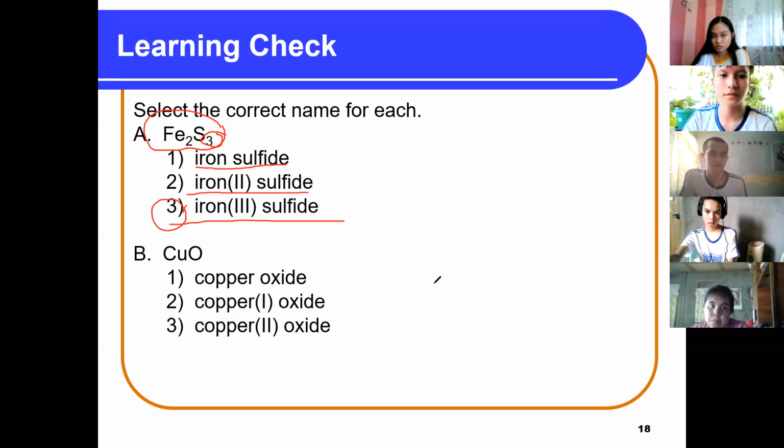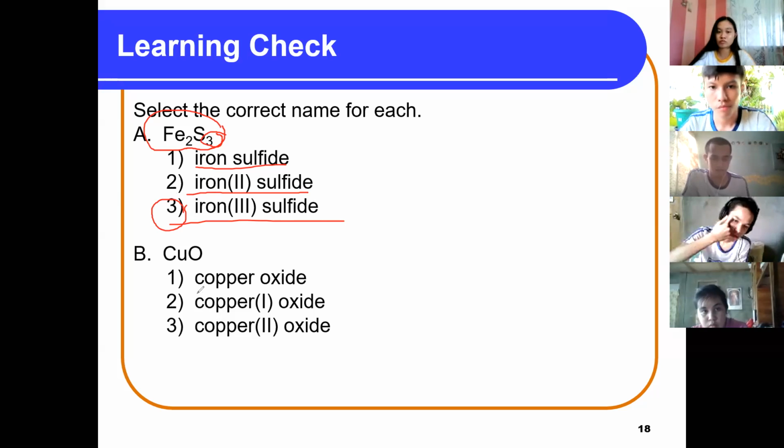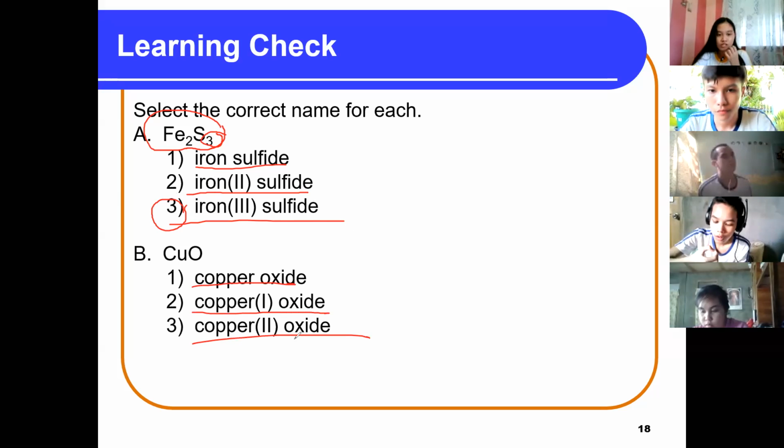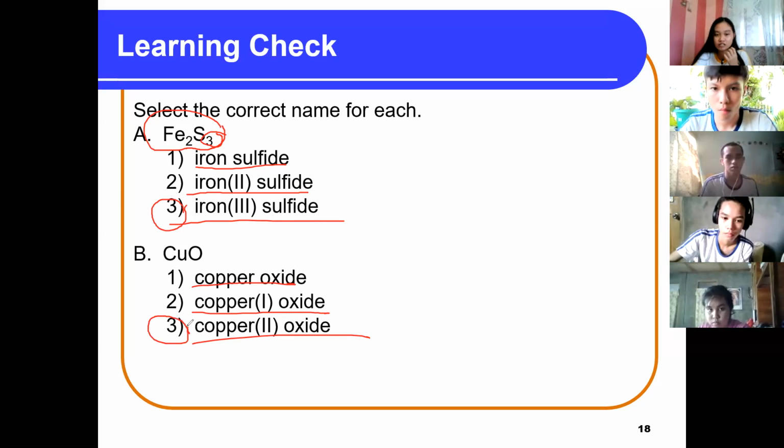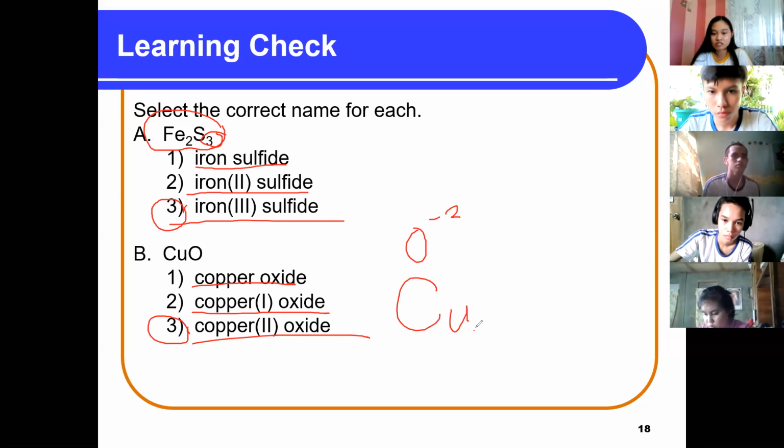Number 2, CuO. Is it copper oxide, copper 1 oxide, or copper 2 oxide? It's copper 2 oxide, because originally, oxygen is -2, so it is expected that copper is +2.